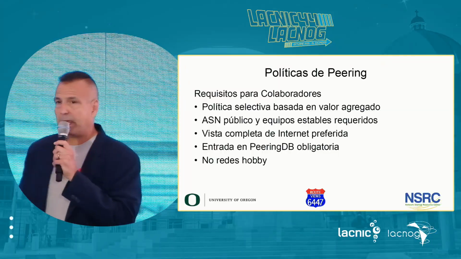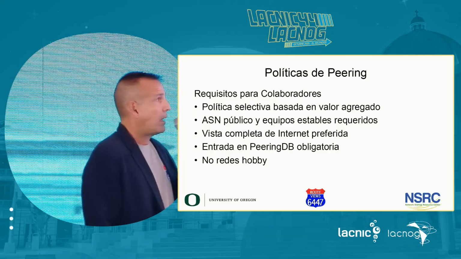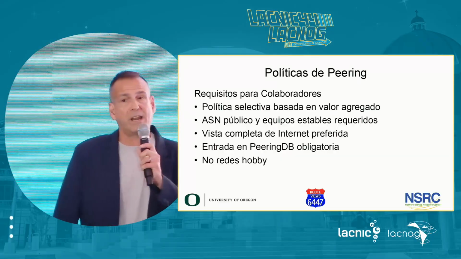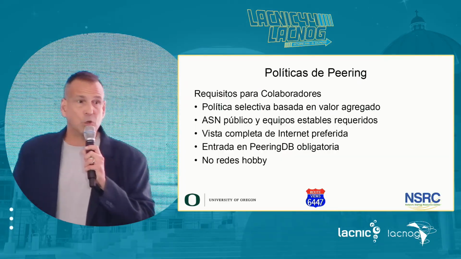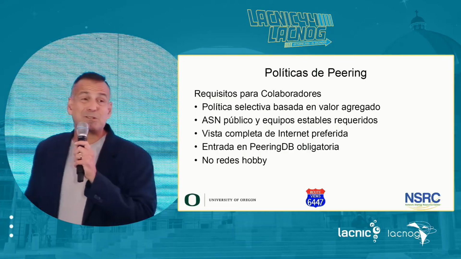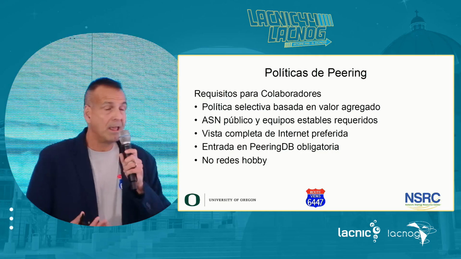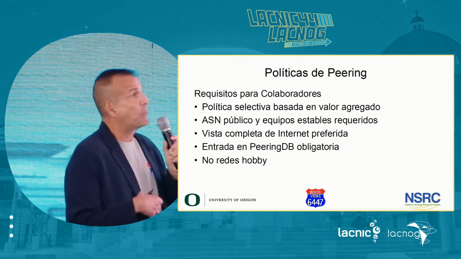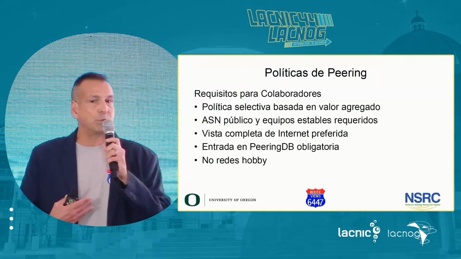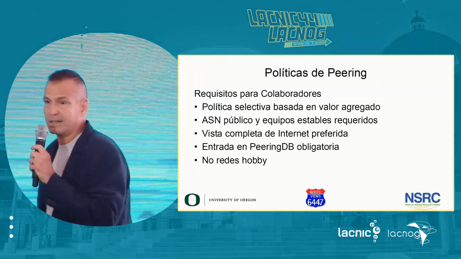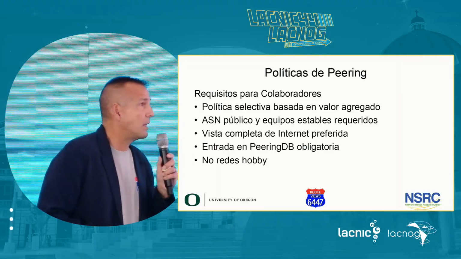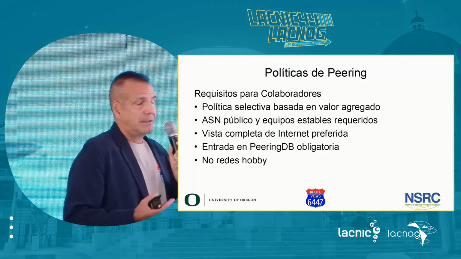What are the requirements for our collaborators? Well, they're very well defined. First of all, it's a selective policy that is based on value added. That means that we are looking for collaborators in places where we don't have much visibility. It doesn't make sense to have many redundant collectors if our visibility of the network is the same. Therefore, what we are prioritizing is to have those that want to work with us and are located in a place where we have very low visibility. And that makes sense. We want to cover those locations where we're blind.